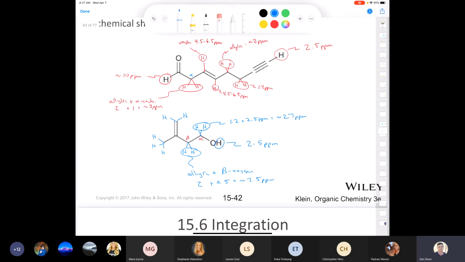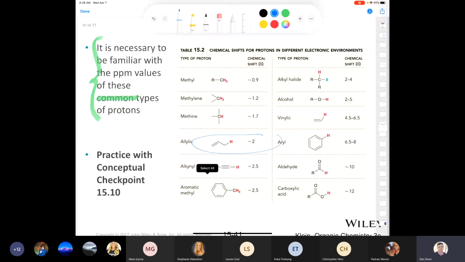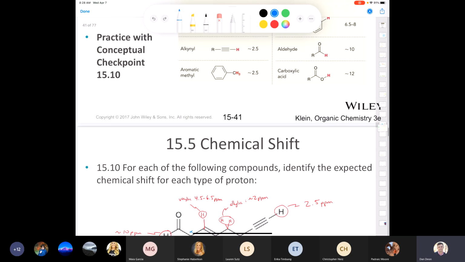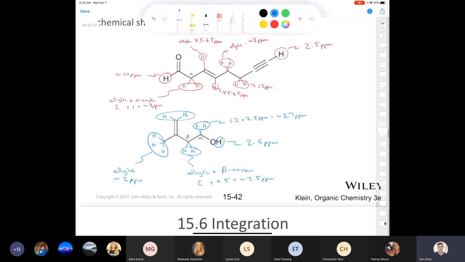What's next? We have this methyl group. All 3 protons are always equivalent in a methyl group. They are all allylic, which means they're going to have a chemical shift of around 2 parts per million. Again, if you're wondering where you get that, right here, allylic protons have a chemical shift of around 2. And the last 2 are vinylic protons. We'll circle these ones and say vinylic, and they're going to have a chemical shift between 4.5 and 6.5 parts per million.